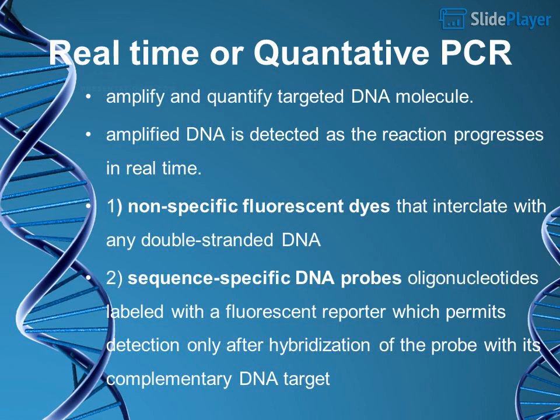Real-time or quantitative PCR. Amplify and quantify a targeted DNA molecule. Amplified DNA is detected as the reaction progresses in real time. 1. Non-specific fluorescent dyes that intercalate with any double-stranded DNA. 2. Sequence-specific DNA probes, oligonucleotides labeled with a fluorescent reporter, which permits detection only after hybridization of the probe with its complementary DNA target.